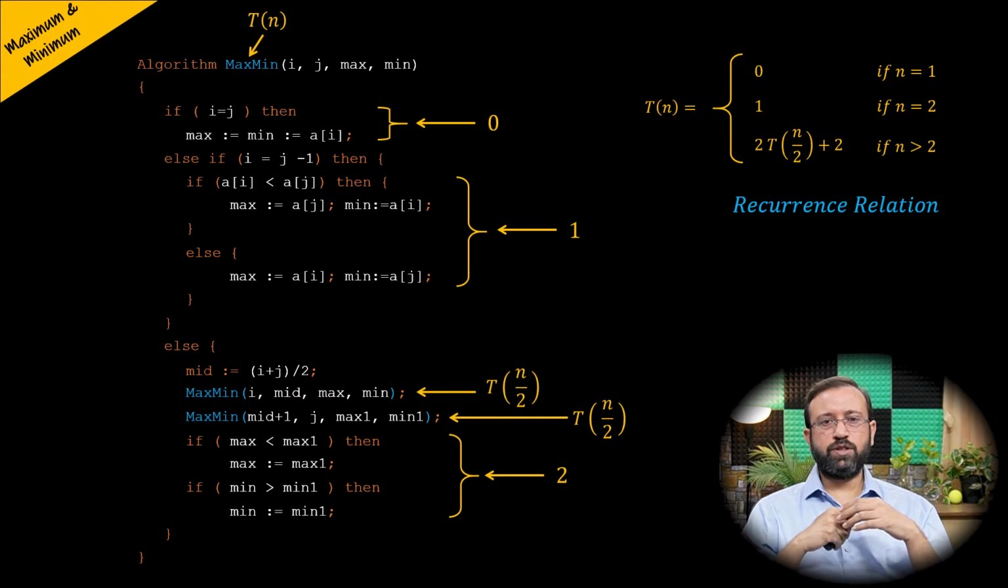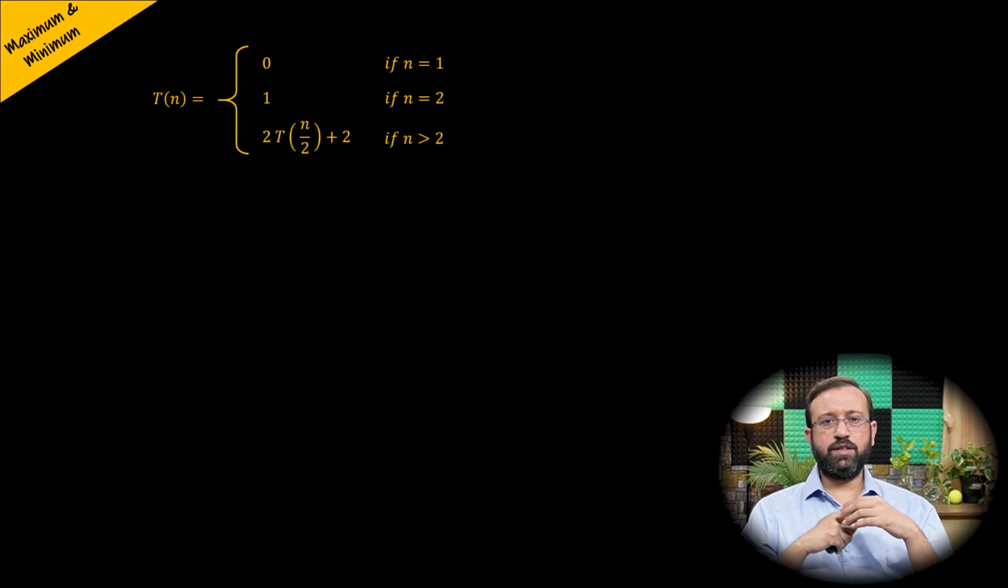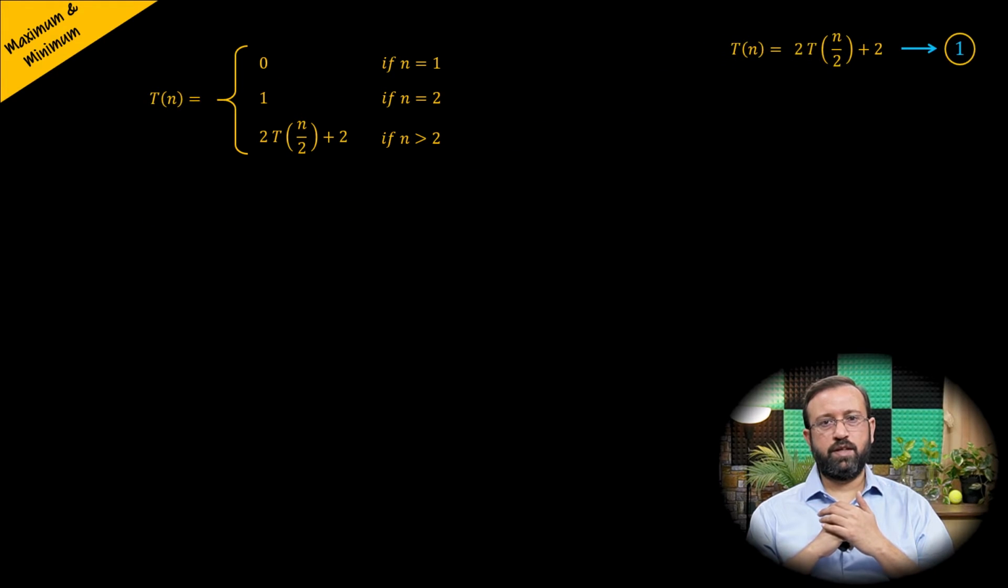Now we will use the substitution method to solve the recurrence relation to compute the complexity. Using the substitution method, we have to repeatedly make substitutions for each occurrence of function t on the right hand side until all such occurrences disappear. So let us consider t of n equal to 2t of n by 2 plus 2 as the first equation. Then what will be the second occurrence, t of n by 2?